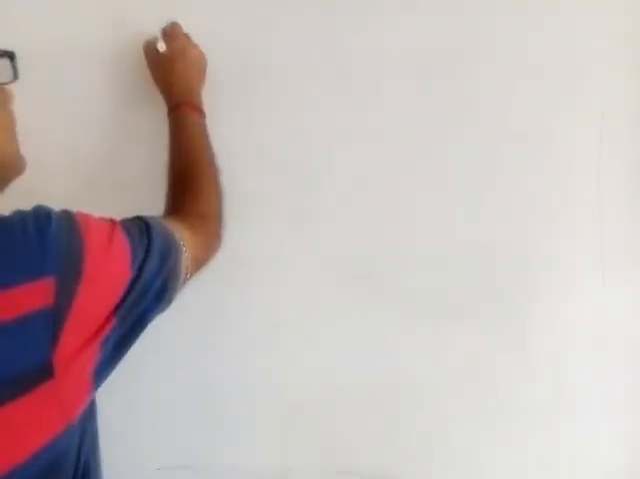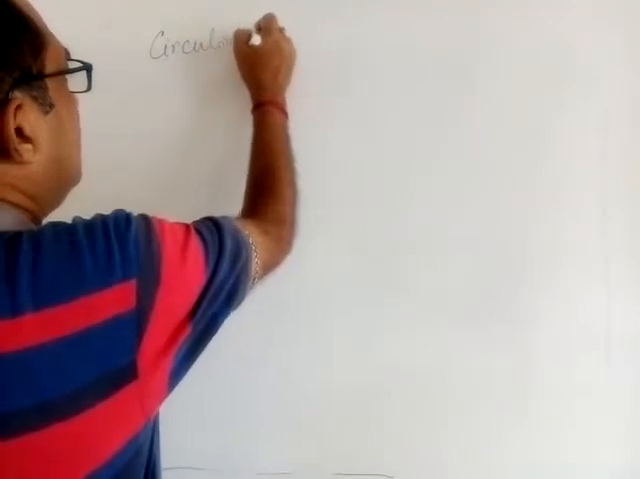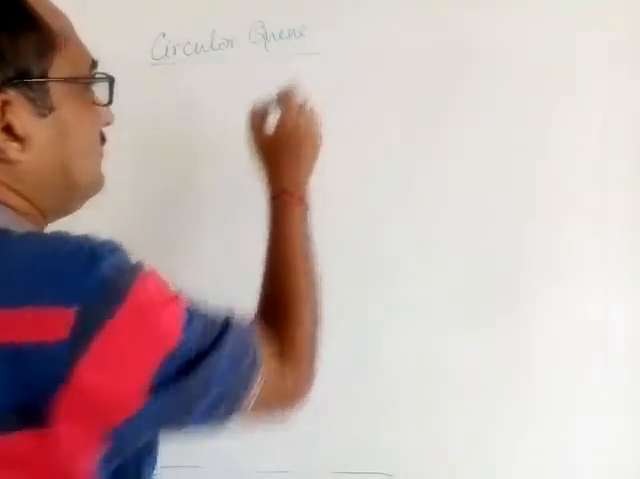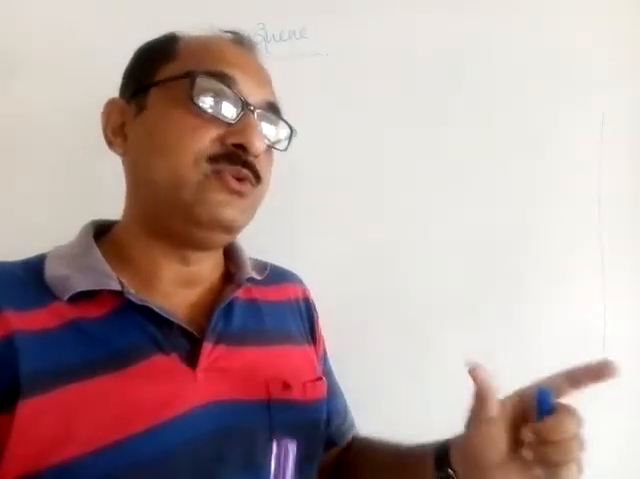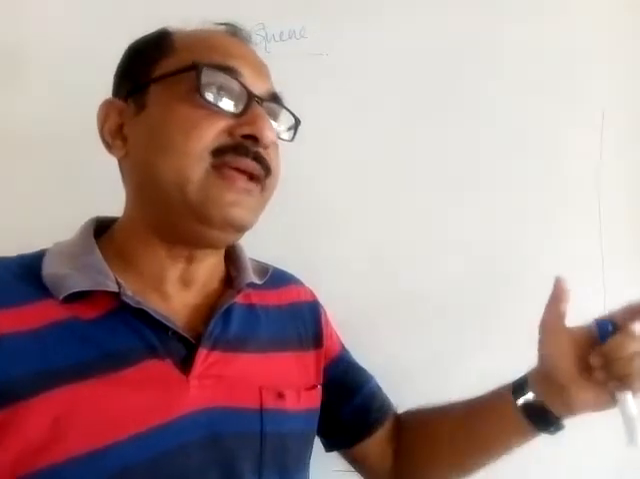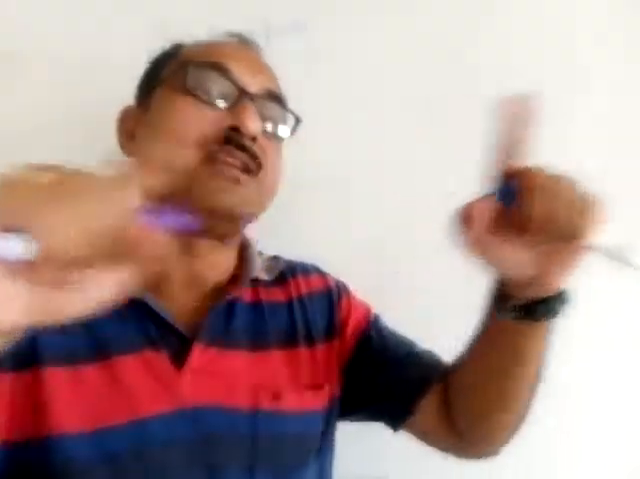What is it? One is circular queue. What is circular queue? Circular queue, first of all, is a queue which will be bounded. Bounded means it has basically a collection of cells which are fixed.